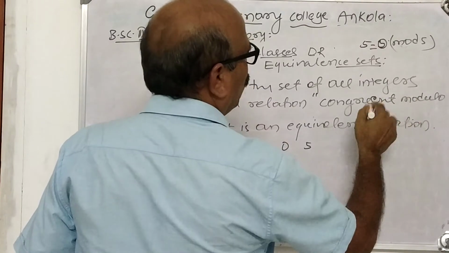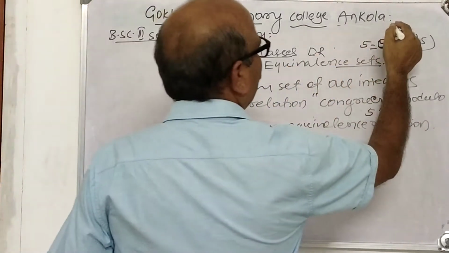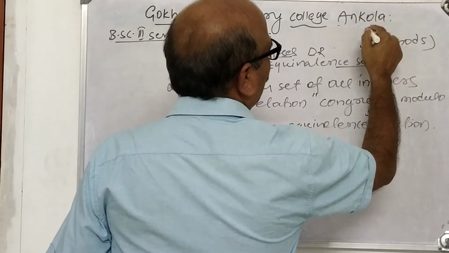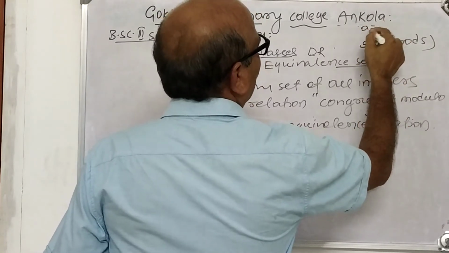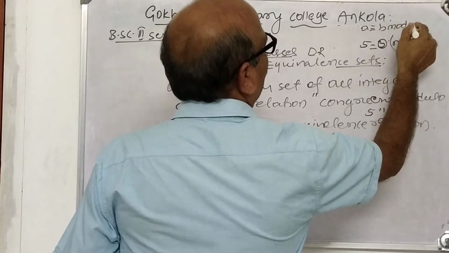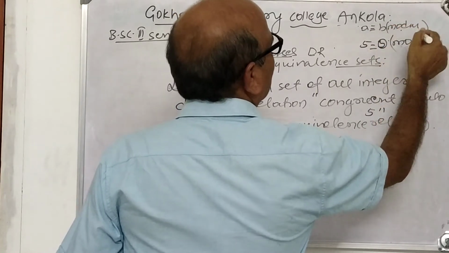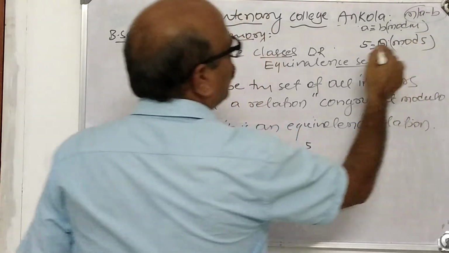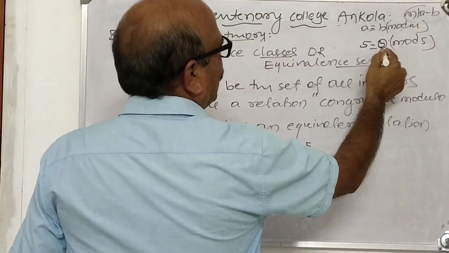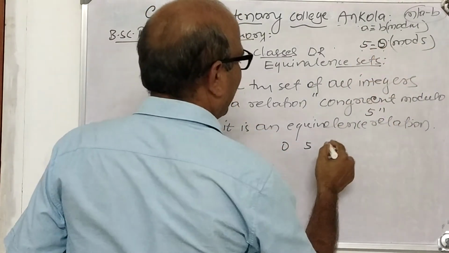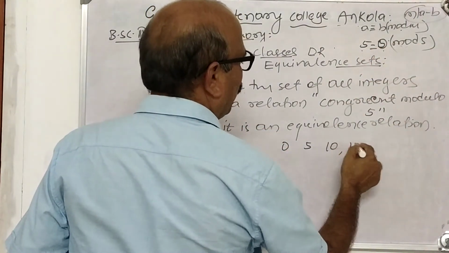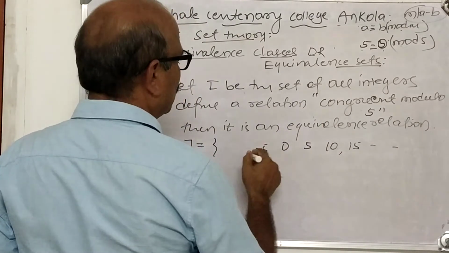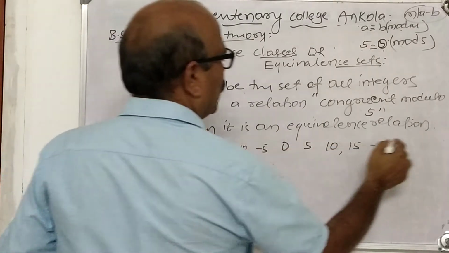Congruent modulo phi. How to define congruent modulo m? Congruent modulo m is defined like this: a is congruent to b mod m if m divides a minus b. m divides a minus b. Correct? Phi divides phi minus 0. Therefore, phi is congruent to 0 mod phi. 10 is congruent to 0 mod phi, 15 and so on. And minus phi is also congruent to 0 mod phi. Minus 10 and so on.